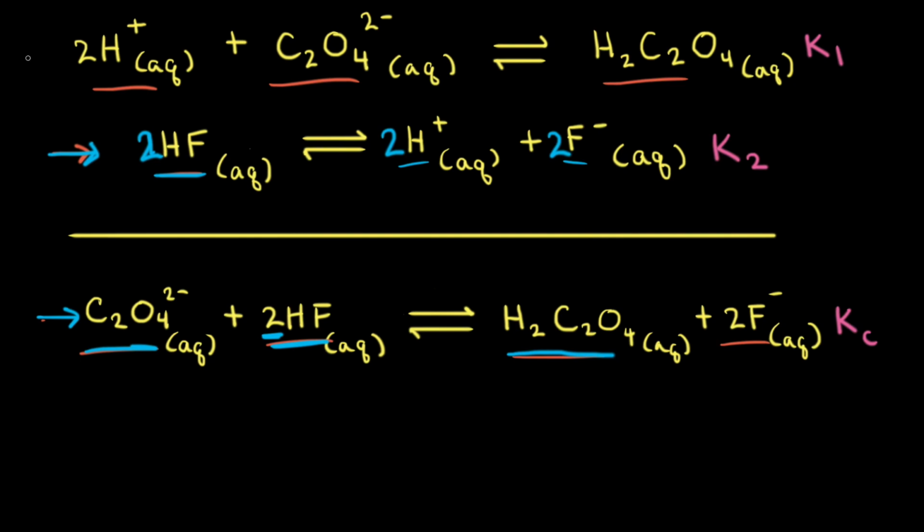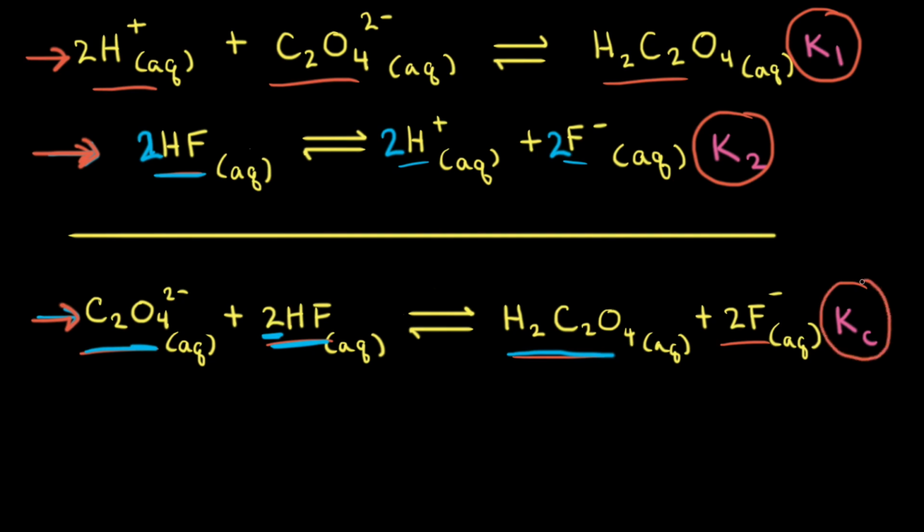Once we've confirmed that adding our two reactions together gives us our third reaction, we can use the equilibrium constants for the first two reactions to figure out the equilibrium constant for the third. So the equilibrium constant for this first reaction we're going to call K1, for the second reaction we're going to call K2, and the equilibrium constant that we're trying to find for the third reaction we'll call Kc. To find Kc, we need to multiply the equilibrium constants for the first two reactions together. So Kc is equal to K1 times K2.